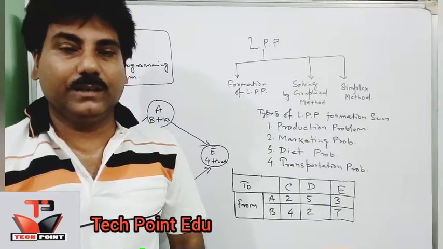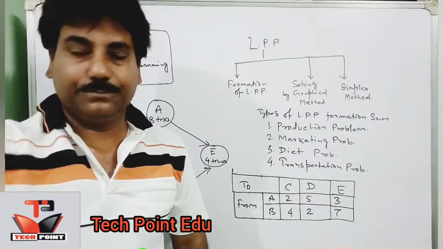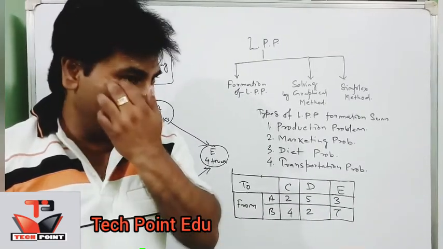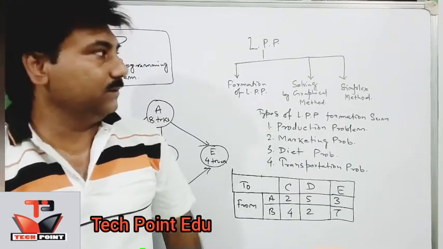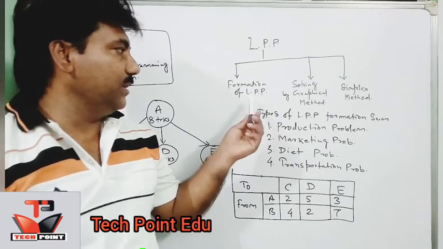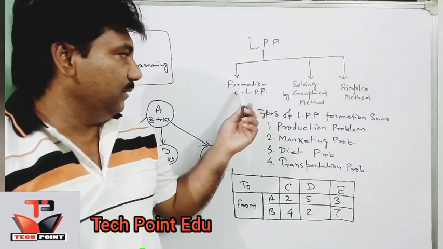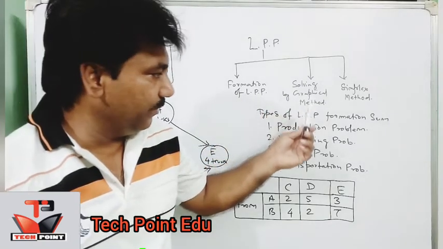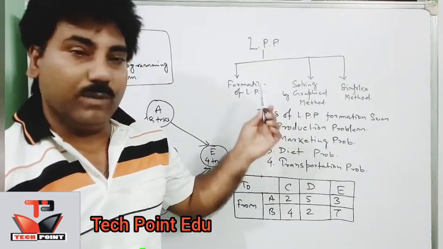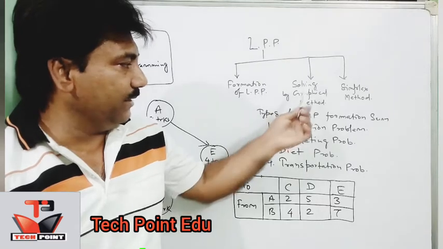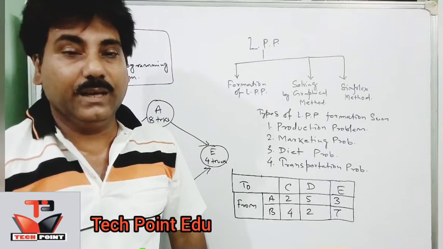Today I am starting the second part of LPP. In the previous part, we discussed the formation of LPP, because LPP can be divided into three parts: one is formation of LPP, another is solving by graphical method, and another is the simplex method. These two parts are included in your syllabus, that is formation of LPP and solving by graphical method. The simplex method is in higher education.